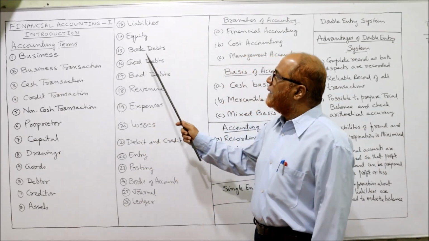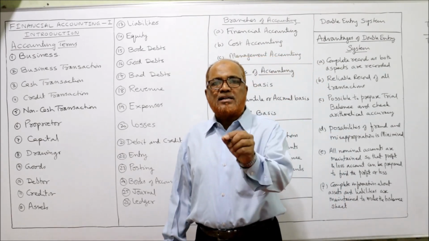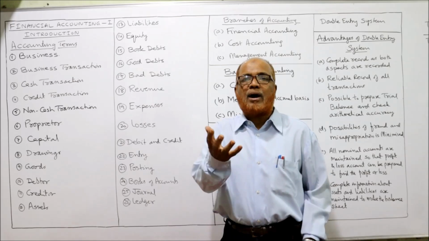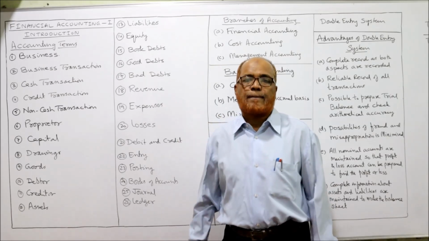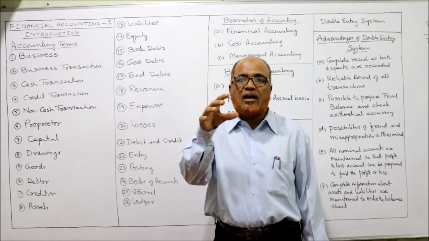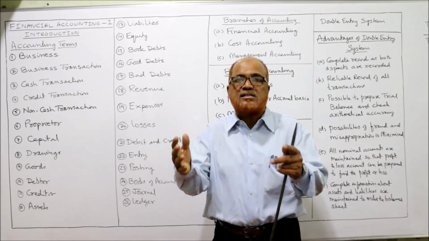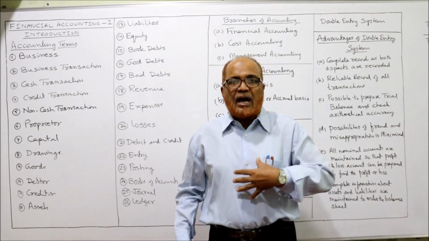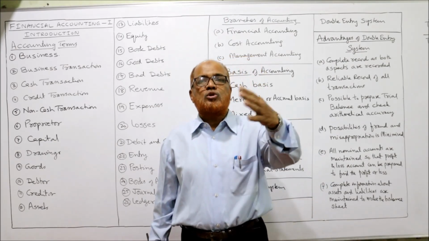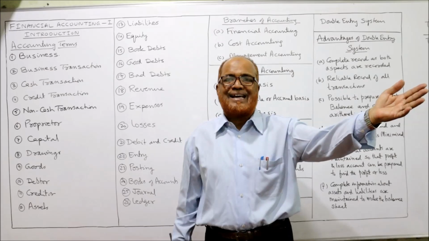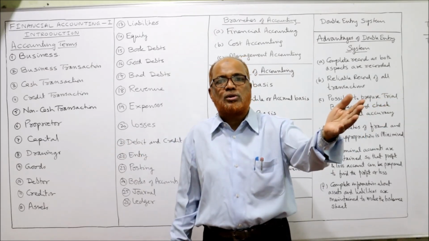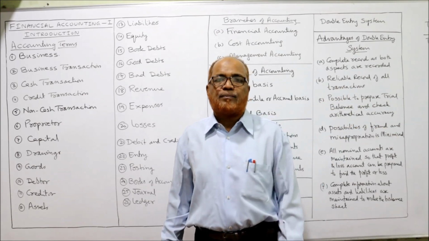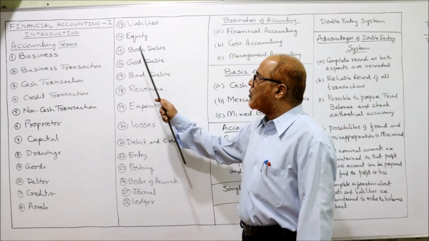That is called equity. Next comes book debts. Book debts means the debts which are recorded in the books. That means the amount which is due from the debtors. Debtors are the parties from whom the business has to get the money. We are having a business. We sold the goods to Mr. X, Mr. Y, Mr. Z. So many people we have sold the goods. The total of all those debts is called book debts.